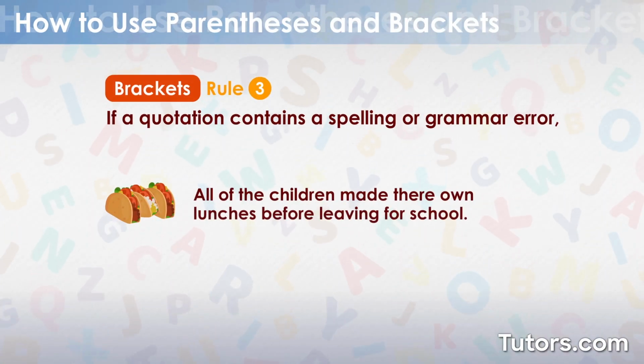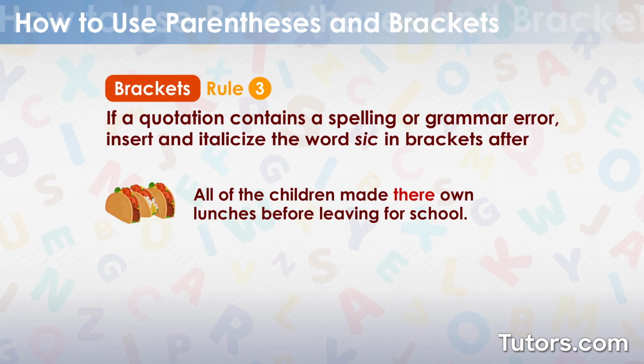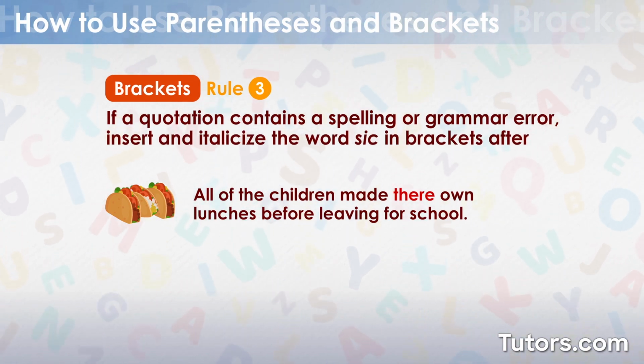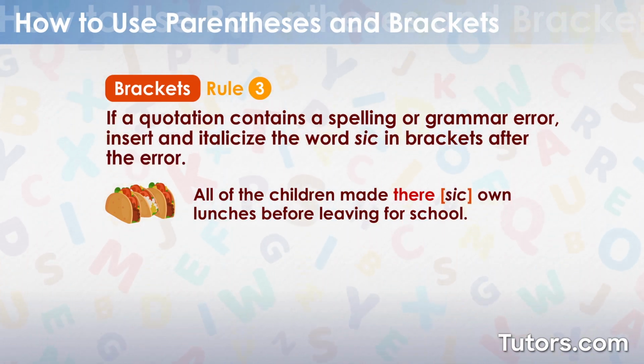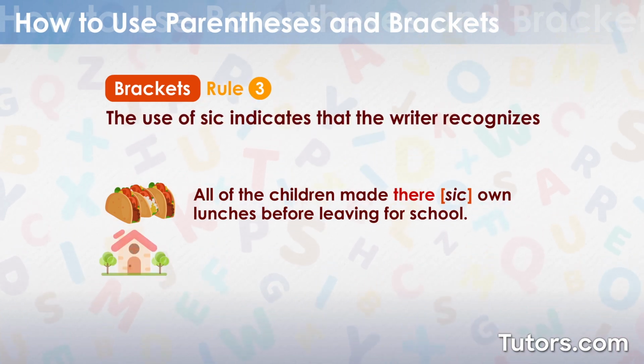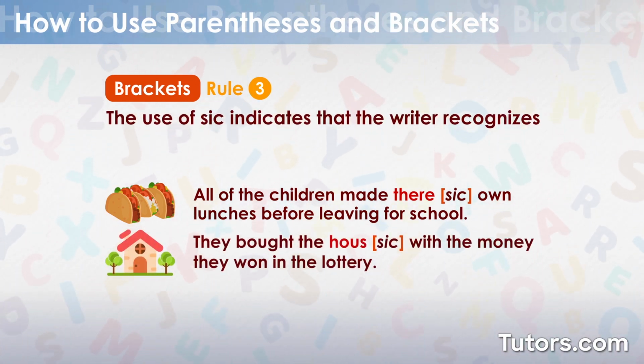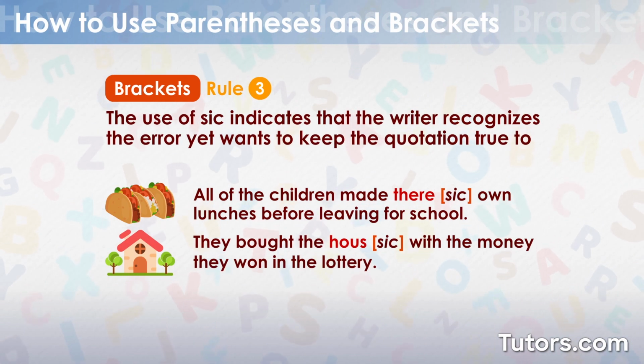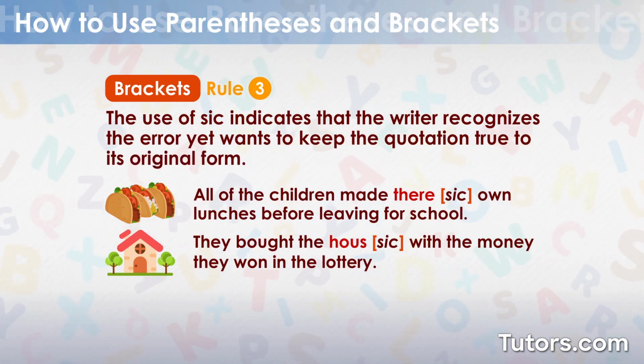If a quotation contains a spelling or grammar error, insert and italicize the word "sick" in brackets after the error. The use of "sick" indicates that the writer recognizes the error, yet wants to keep the quotation true to its original form.